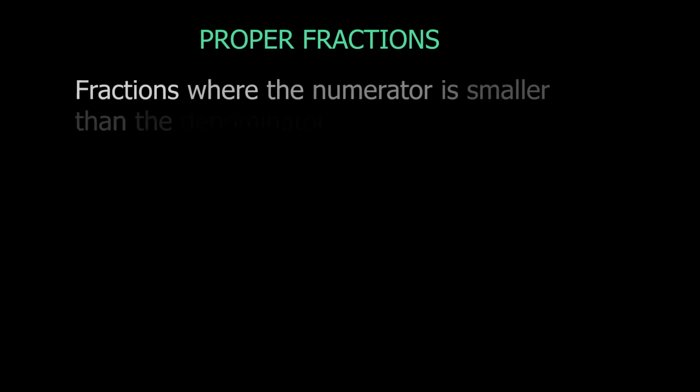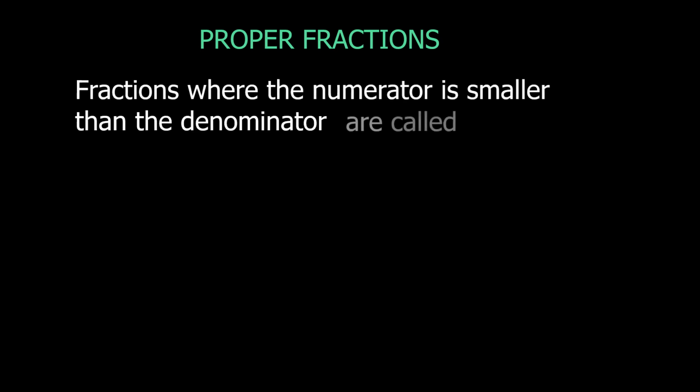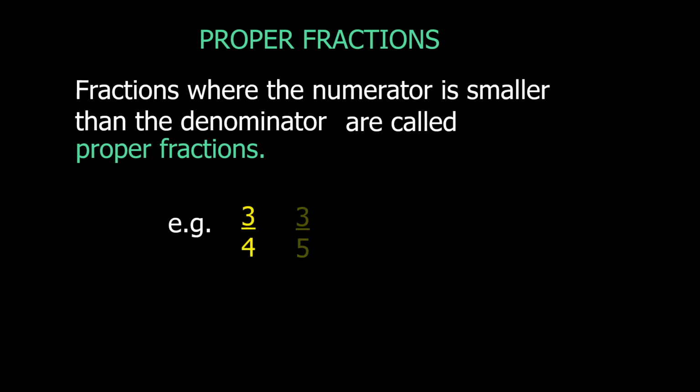What is called a proper fraction? If the numerator is lesser than the denominator, then it is called a proper fraction. So let us see some examples. 3 by 4. So in these fractions, we can see that the numerator is less than the denominator. So 3 is less than the denominator. If the denominator is the greater number, then it is called a proper fraction.